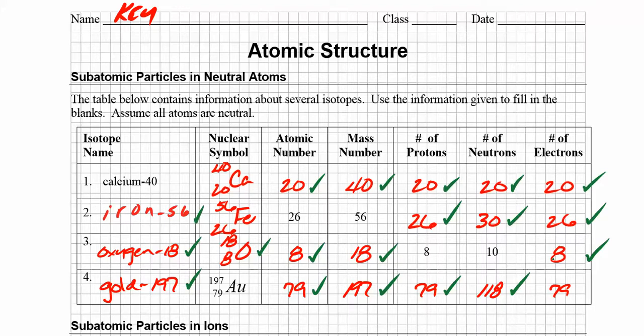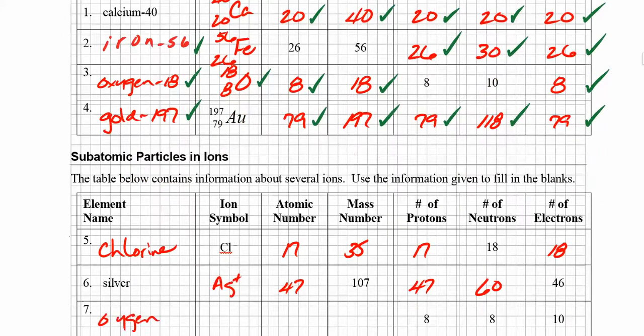And if it's a neutral atom, and this one is, then we've got the same number of protons as electrons. If we've got 79 protons, we also have 79 electrons, and I'm done with this first block. Let's go to the second one now.